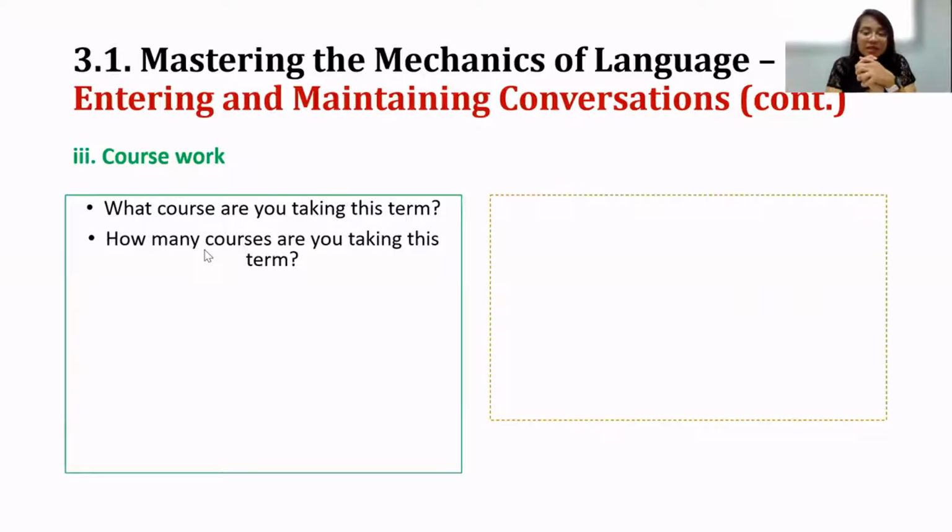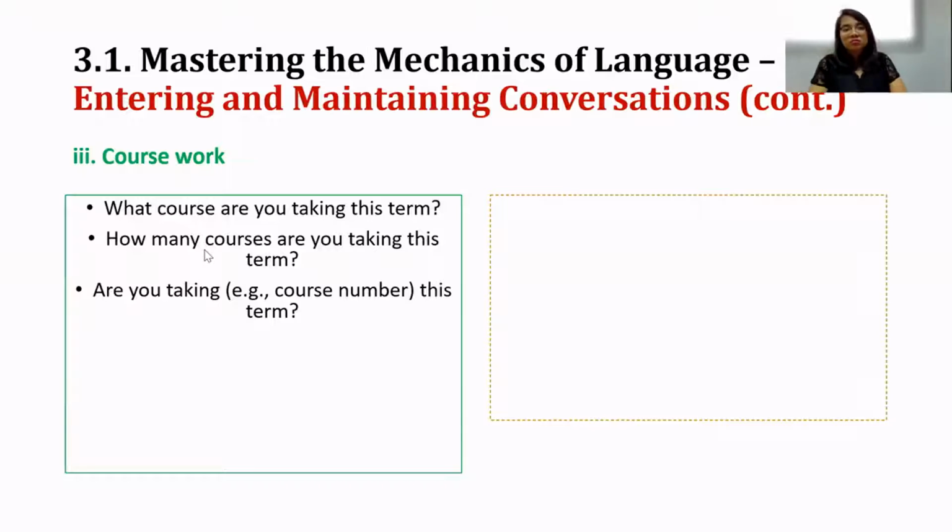Next, how many courses are you taking this term? Some people are taking many courses while some others are not. So you can use this for your conversation topic too. Or you can ask whether or not someone is taking a certain course. Are you taking blah, blah, blah this term? You can say the course number, or, well, actually for me, it's way simpler to say the name of the course.